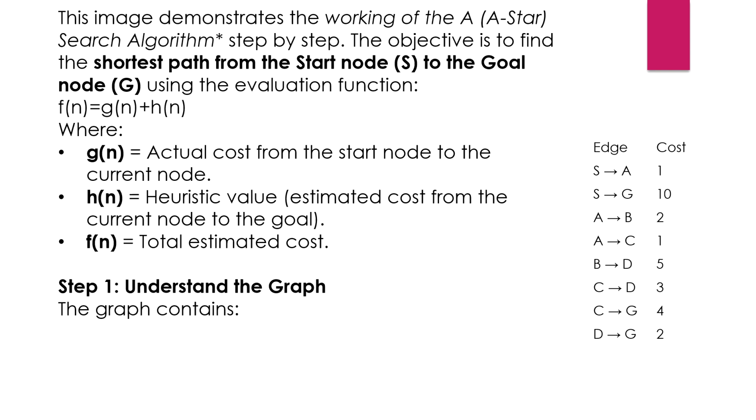In this graph, we have mentioned S to A cost is 1 and S to G cost of 10, A to B cost of 2 and A to C cost of 1, B to D 5, C to D 3, C to G 4, D to G 2.